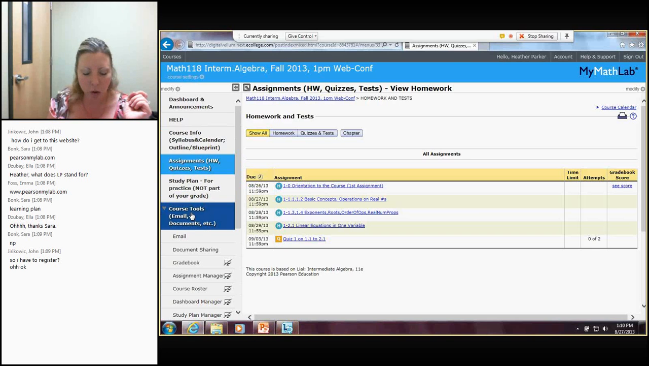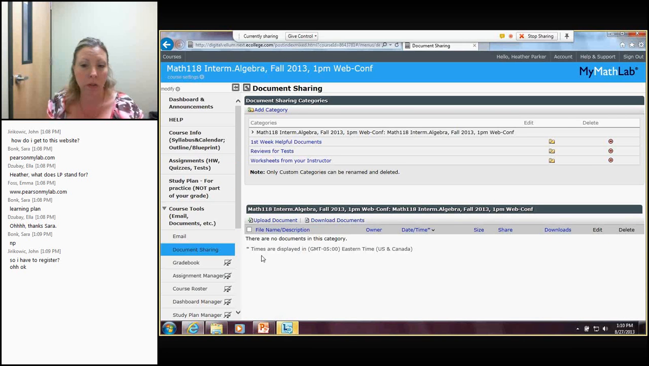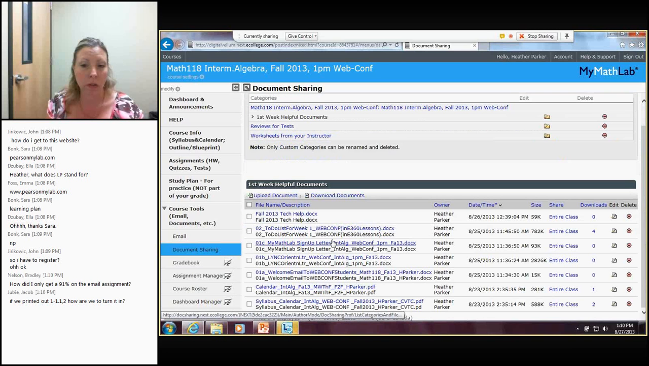If you go back to Course Tools, Document Sharing, whatever I send you, if it's a document, I try and post it so you guys can just print it out. So if you go down to first week helpful documents, all the way down at the bottom, there's the syllabus and calendar together. The second one up is just the calendar alone.